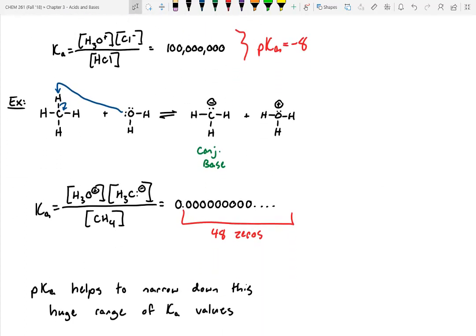All right, let's go back down. Let's consider this one with 48 zeros. So in this case, we're just focusing on the zeros because we're thinking about orders of magnitude, essentially, right? Log doesn't care what number it is. We're just looking at order of magnitude. If we look at this one, this would be a pKa of 48, right?